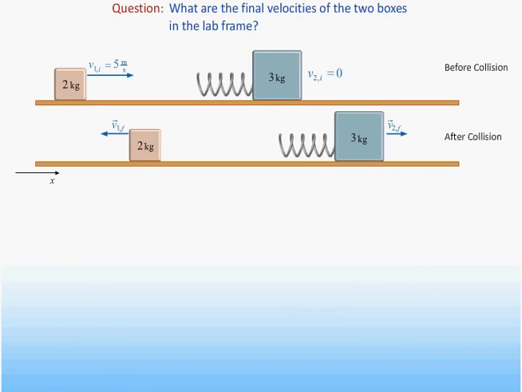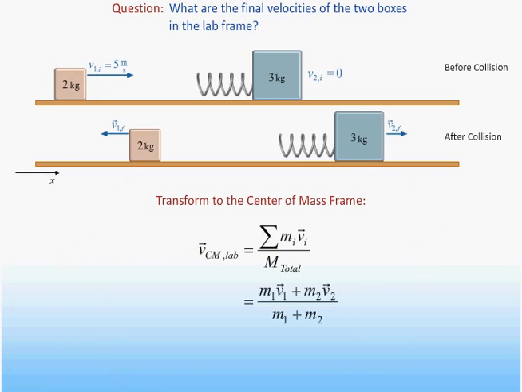Our first step is to transform this problem to the center of mass reference frame. In order to make this transformation, we need to know the velocity of the center of mass in the lab frame. Now, in Prelecture 10, we determined that this velocity was just equal to the vector sum of the individual velocities weighted by the fraction of the total mass each object carries. Plugging in the values for the masses and the initial velocities, we find that the center of mass is moving at 2 meters per second in the plus x direction.